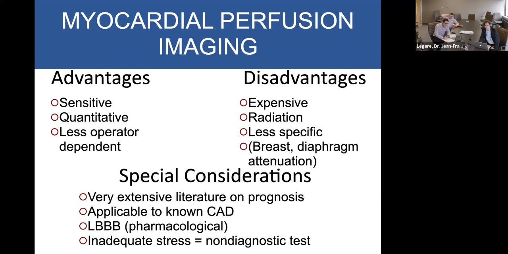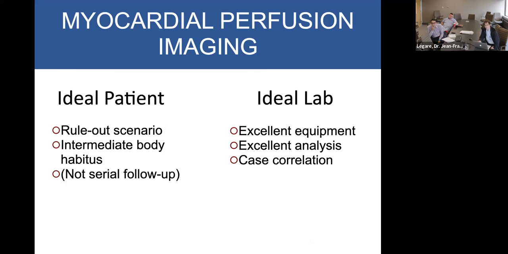Special application. There is a very extensive literature on prognosis. It is applicable to known coronary disease with reasonable operating performance. If you have a left bundle branch block, then you should do a pharmacological stress lest you have a spurious perfusion defect involving the septum related to LBBB and exercise stress. And again, if it's an inadequate stress, it's a non-diagnostic test.